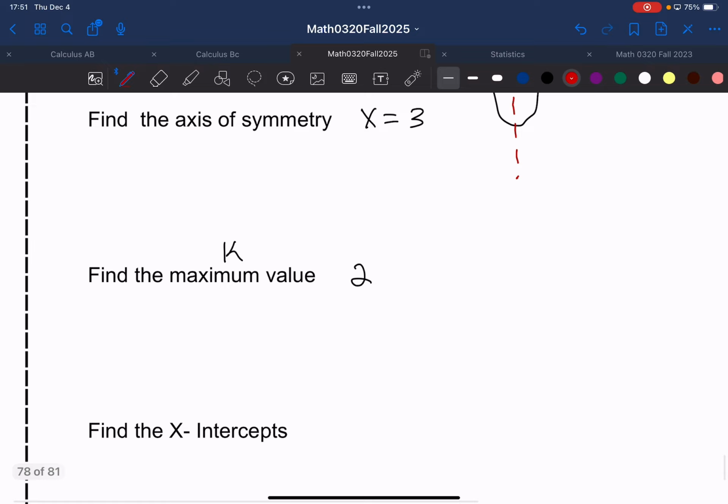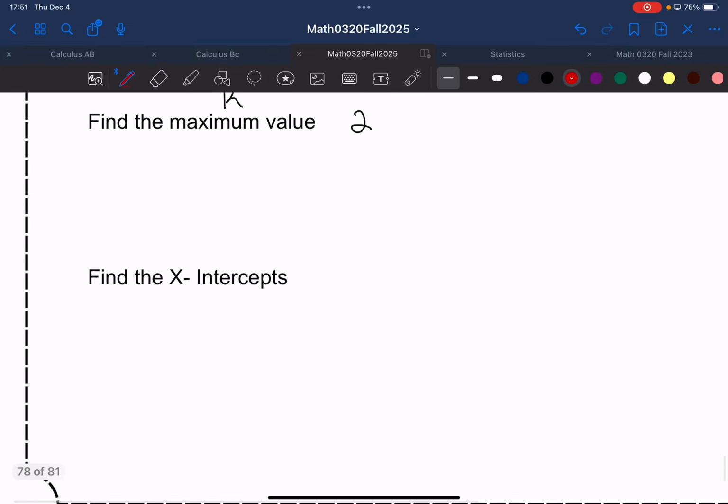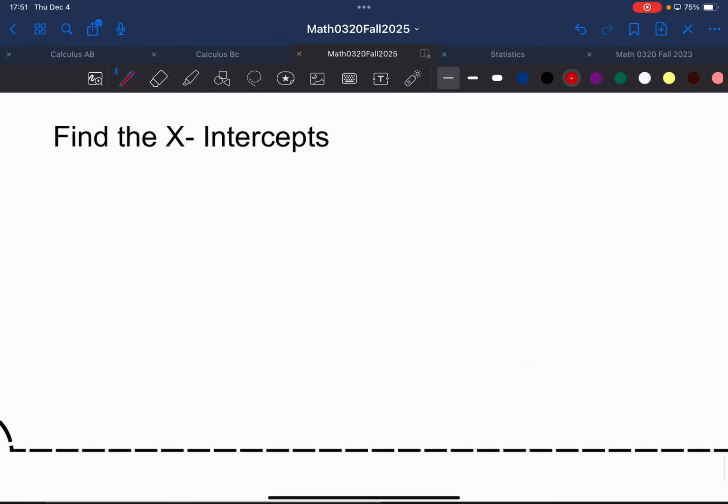Now they add in some other questions for us, and that is to find the x and y intercepts. So in order to find the x-intercept, you're always going to plug 0 into y. Always the opposite. So if you're finding the x-intercepts, you're plugging 0 into y. If you're finding the y-intercepts, you are plugging 0 into x.